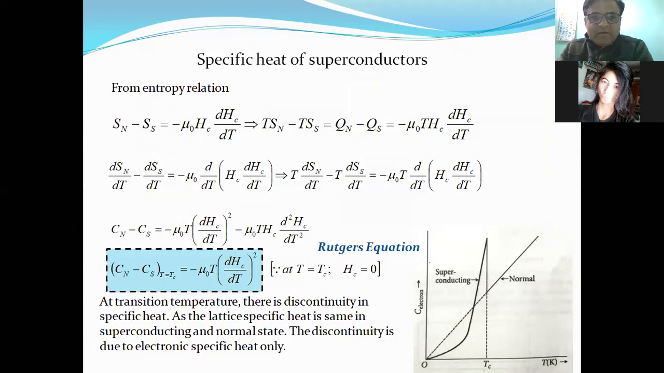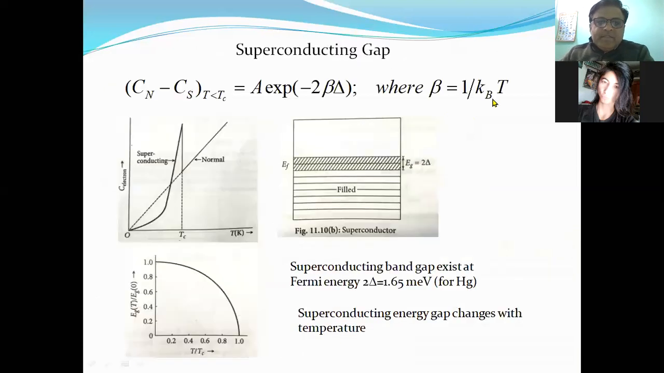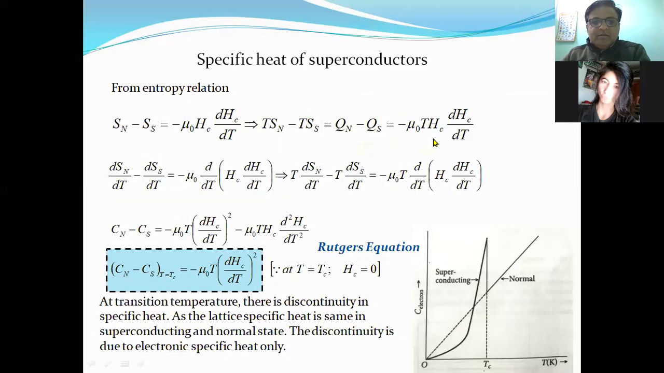Now let me proceed. Now we are ready to talk about the specific heat of superconductors. These are just from the thermodynamics relations. This is the definition of entropy, and here we multiply by T. So this gives us heat, Qn, like this.